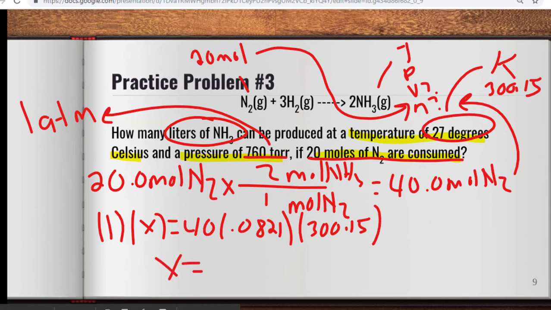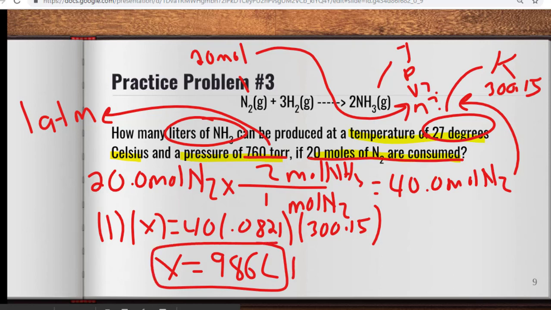And now we can algebraically solve for x. What we get is 986 liters of NH3. Don't forget to put that down. Jolene made a mistake. Let's make mistake the word of the video. Mistake, because I make them every once in a while. Not perfect. Close, but not perfect. So, mistake is the word of this video.